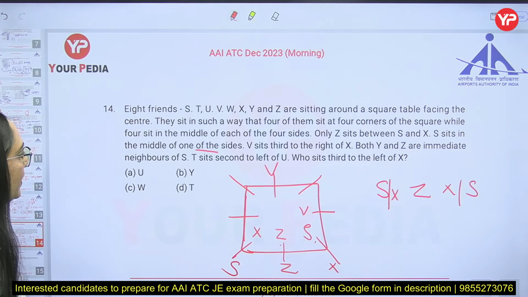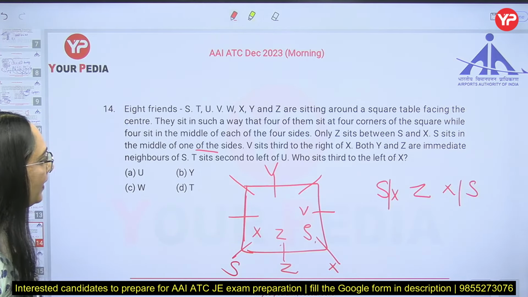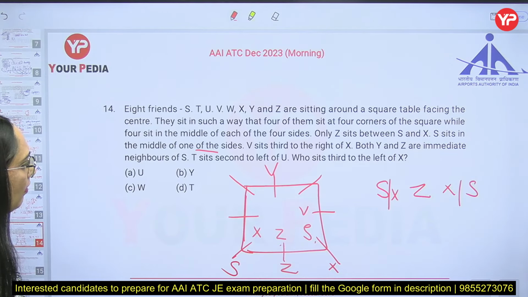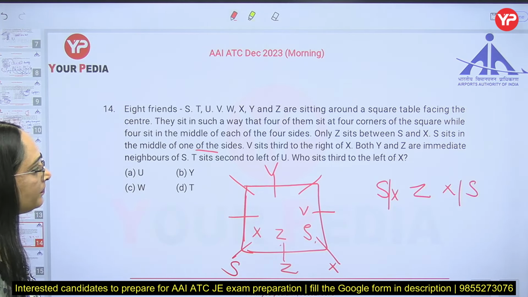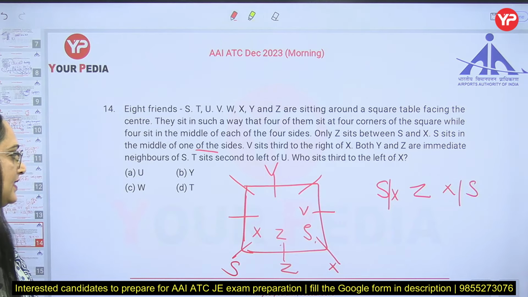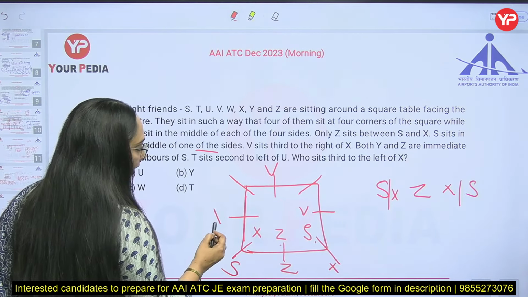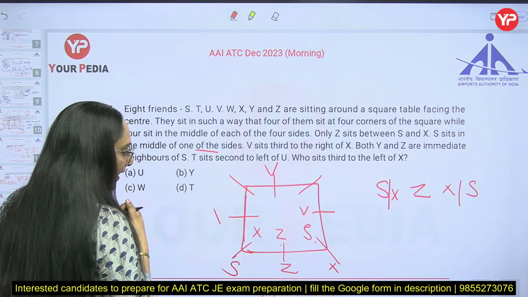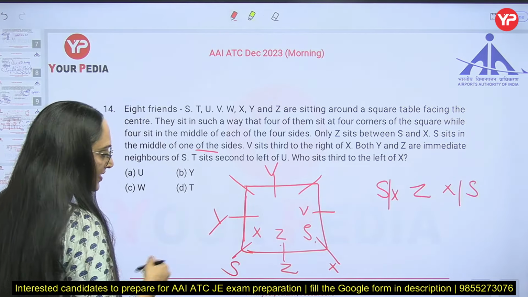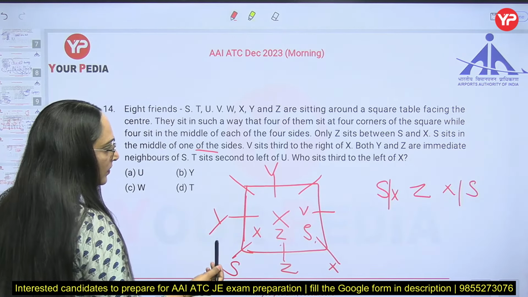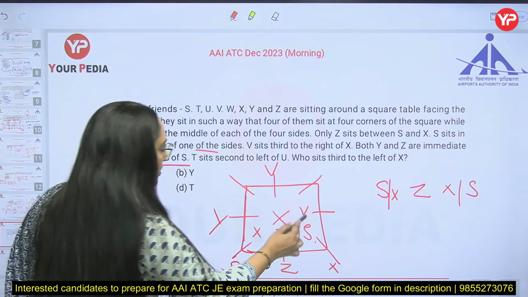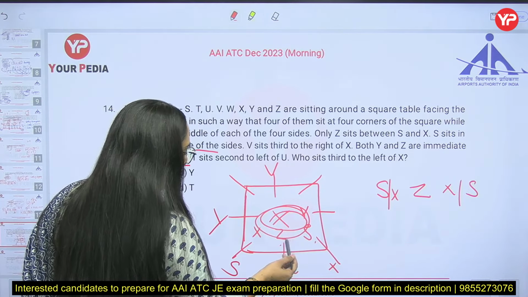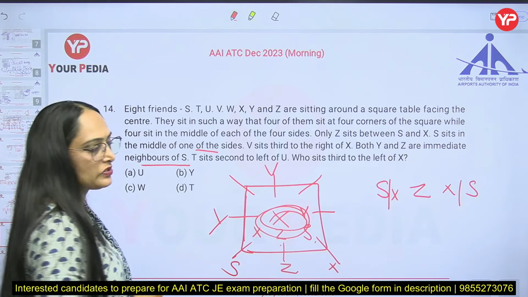Both Y and Z are immediate neighbors of S, not of each other. See, in this possibility Y and Z are immediate neighbors of S, but not in the other possibility. So this possibility inside is wrong, because here Z and V are the immediate neighbors of S.